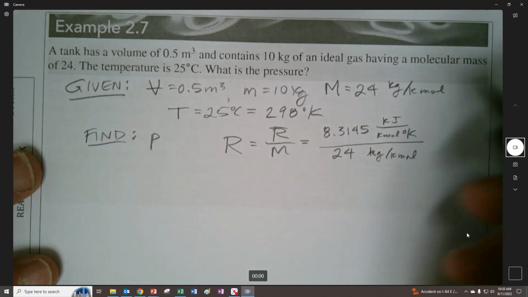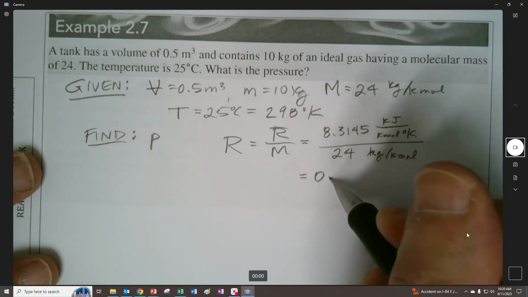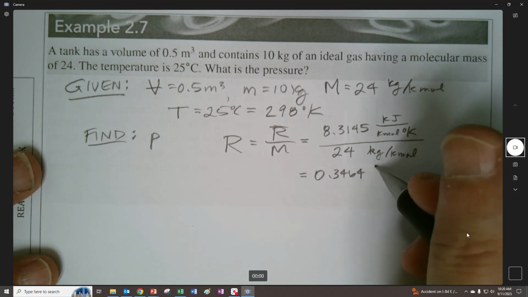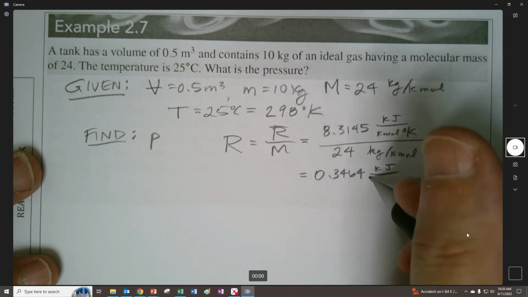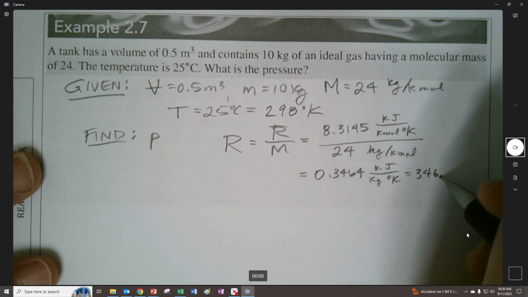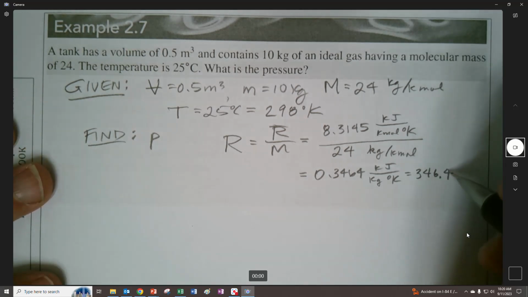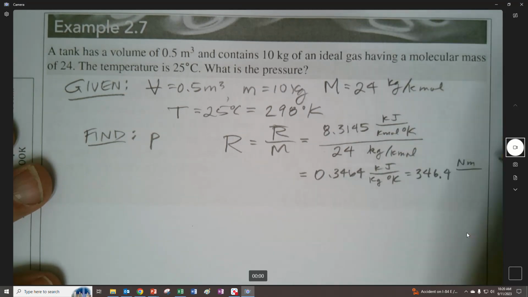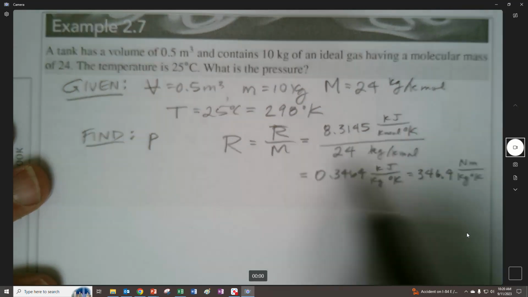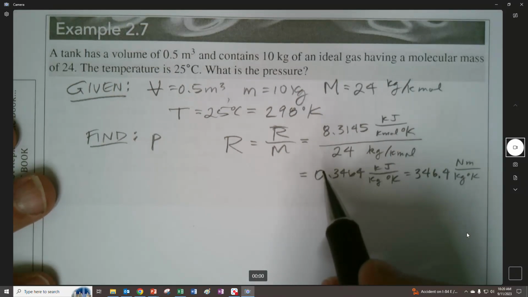You can see how they cancel each other out. And you get 0.3464, and these are kilojoules per kilogram degree Kelvin. And as I mentioned, I think you should go 346.4 Newton meters, since a kilojoule is a Newton meter times 1,000. All right, so here are the units I think you should think of this as being, the equivalent.